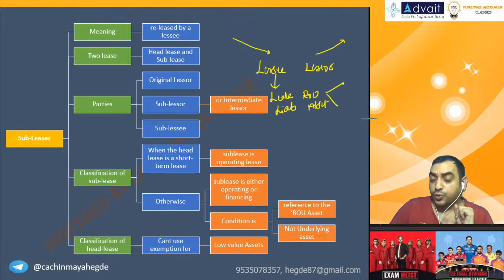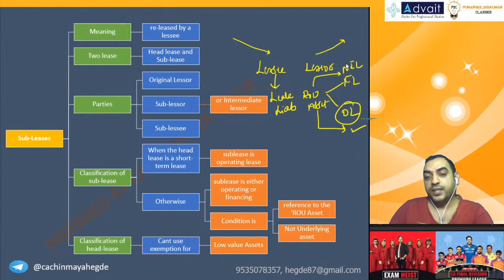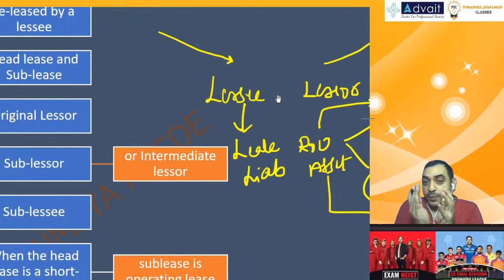As a lessor, you can have two possibilities, either a financial lease or an operating lease. If it is an operating lease, ROU asset continues. If it is a financial lease, ROU asset is replaced by net investment in lease. That is a simple concept of sublease actually. You only have to think from the middleman point of view. He takes the lease and he gives the lease. He is a lessee in the first contract, lessor in the second contract.